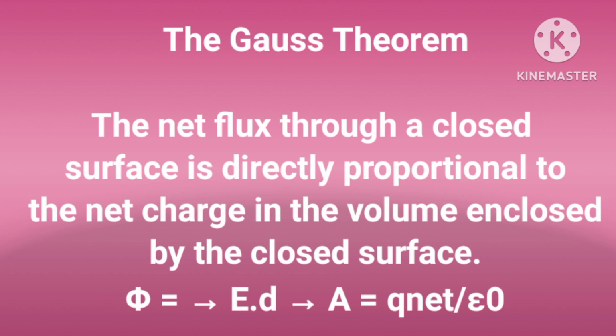Let's see in simple words. We can say that the Gauss theorem is related with flow of electric field lines, that is flux, to the charge within the enclosed surface. And if no charges are enclosed by a surface, then the electric flux will be 0. This means that the number of electric field lines entering the surface equals the field lines leaving the surface.